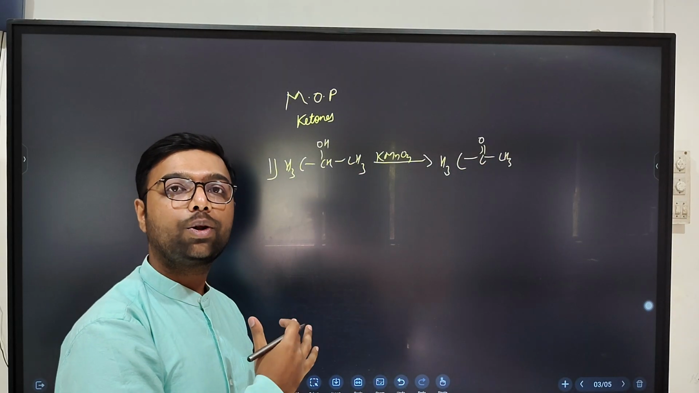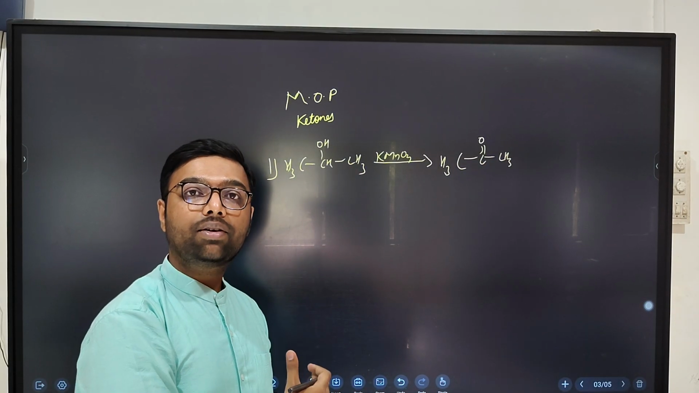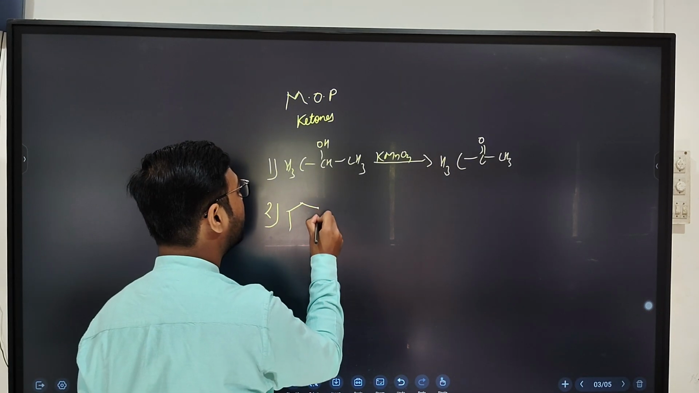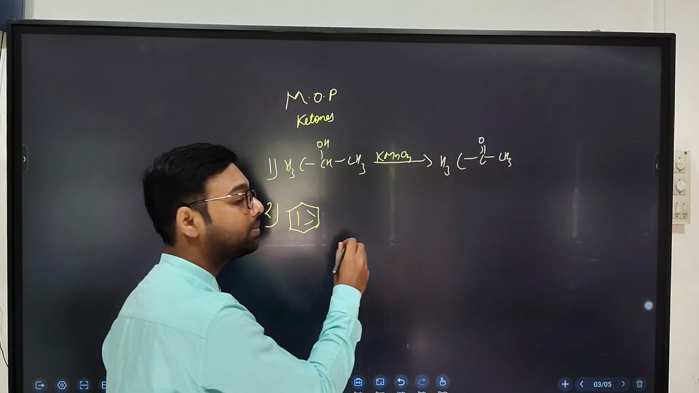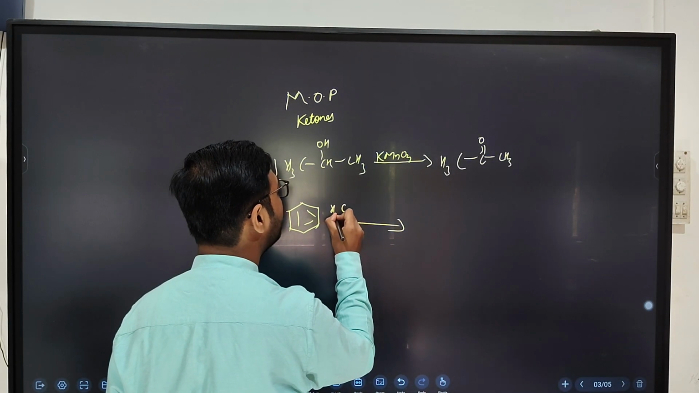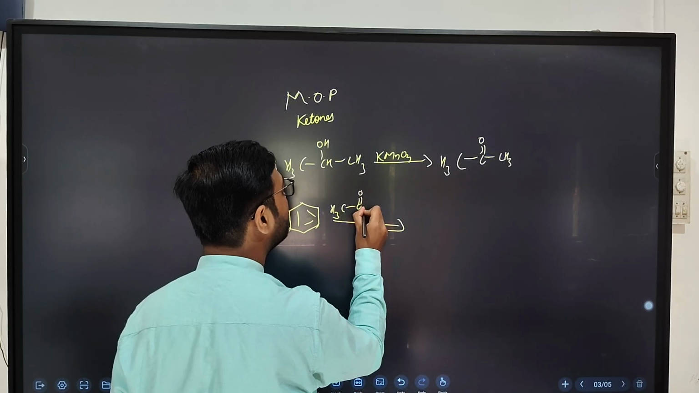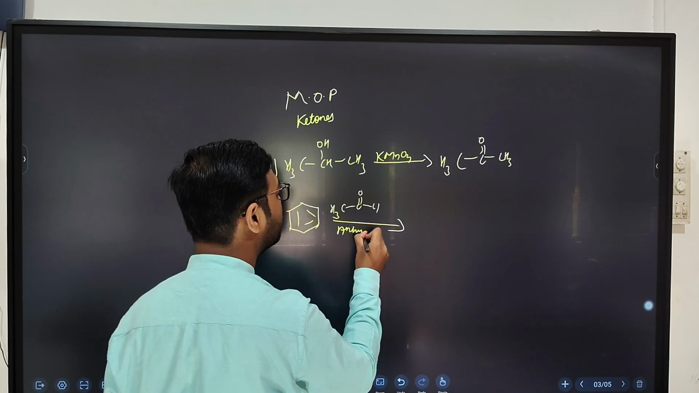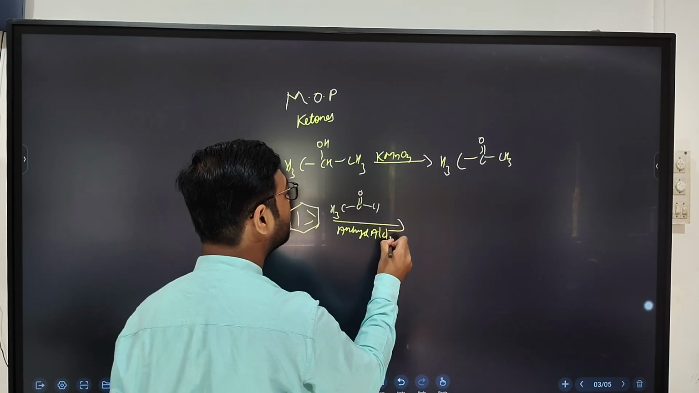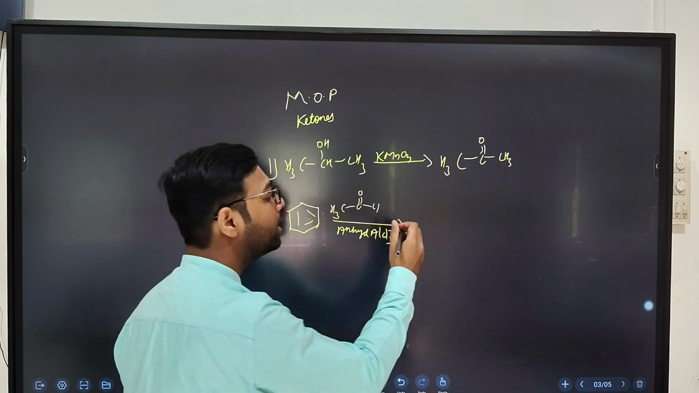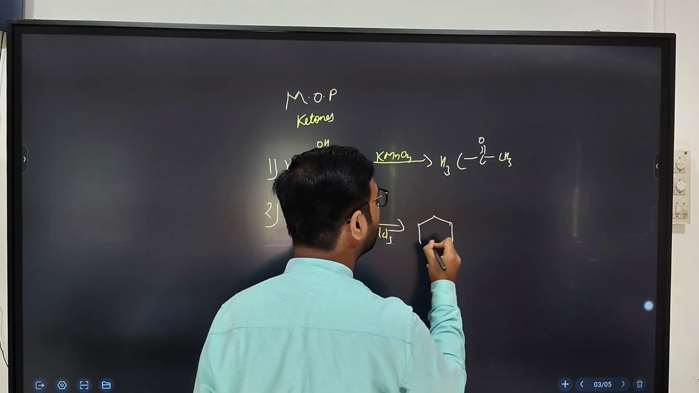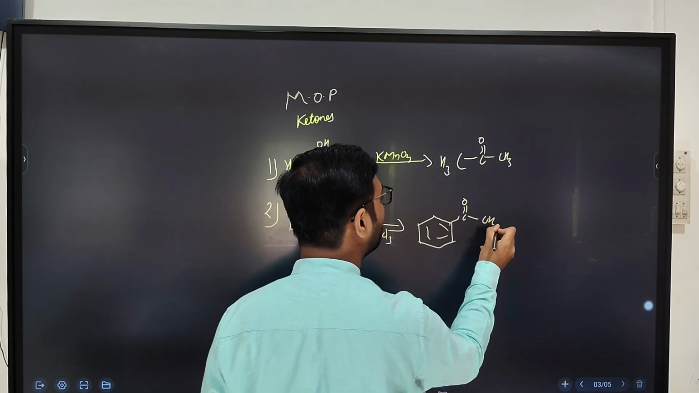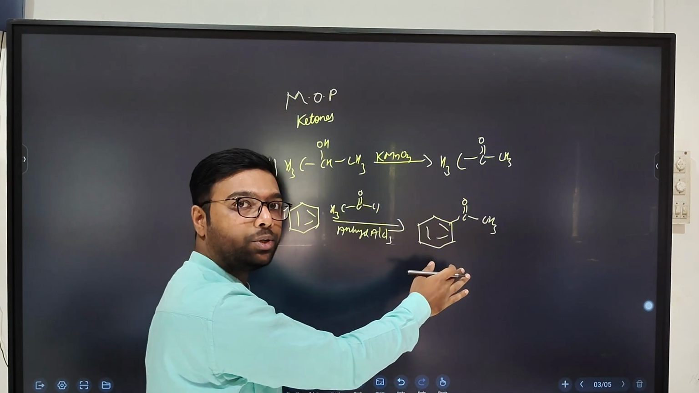Apart from this reaction, we can also prepare ketones from Friedel-Crafts acylation. Here I will have to treat this benzene ring with acyl chloride, CH3C double bond O Cl, in presence of anhydrous AlCl3. So you see, this will yield the corresponding ketone. So you see, this is acetone, this is acetophenone.